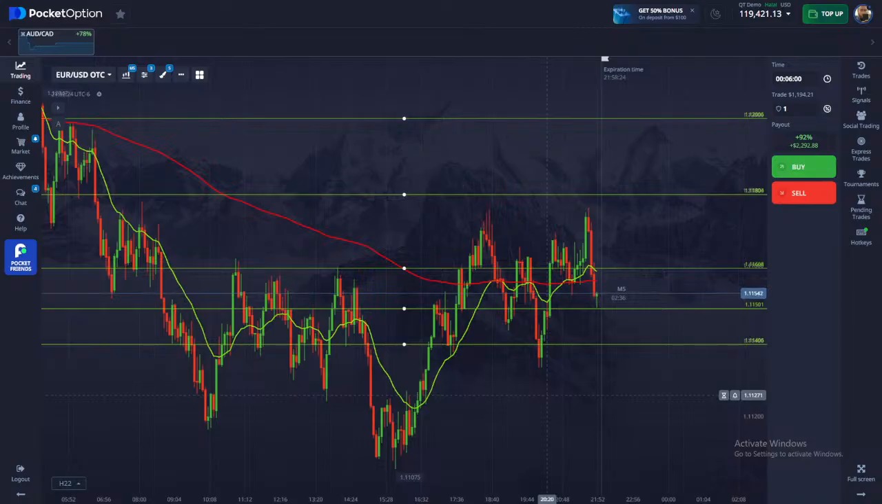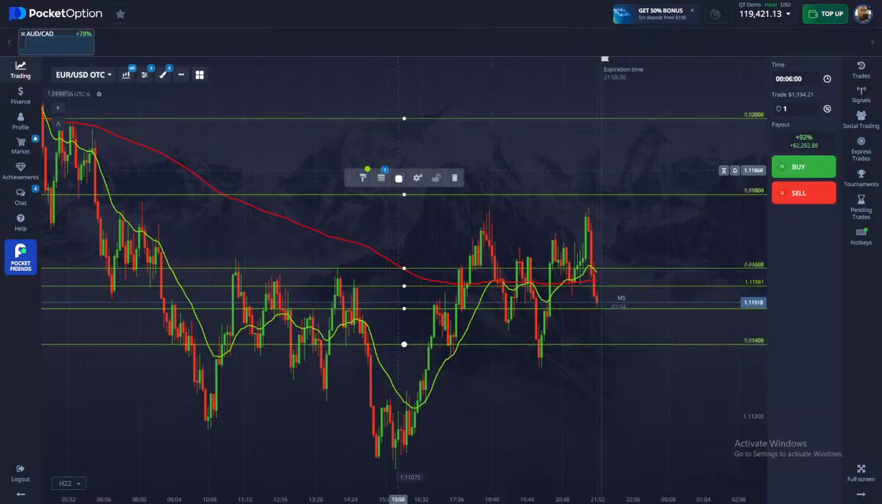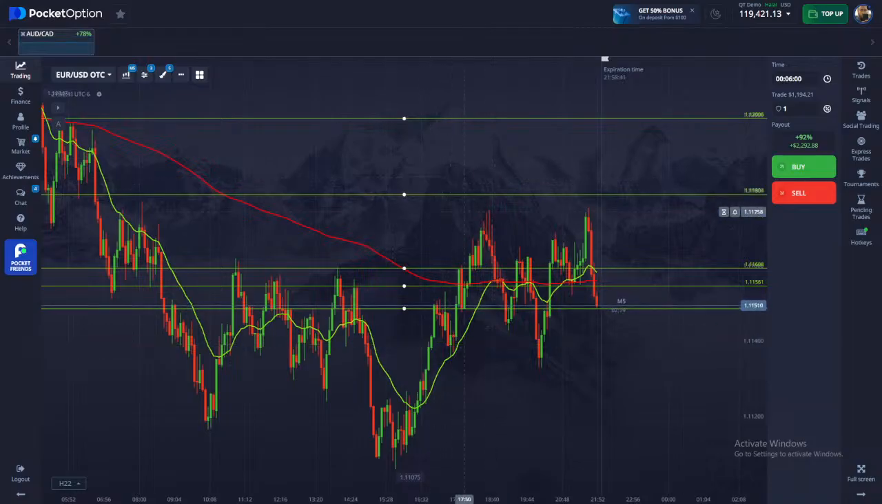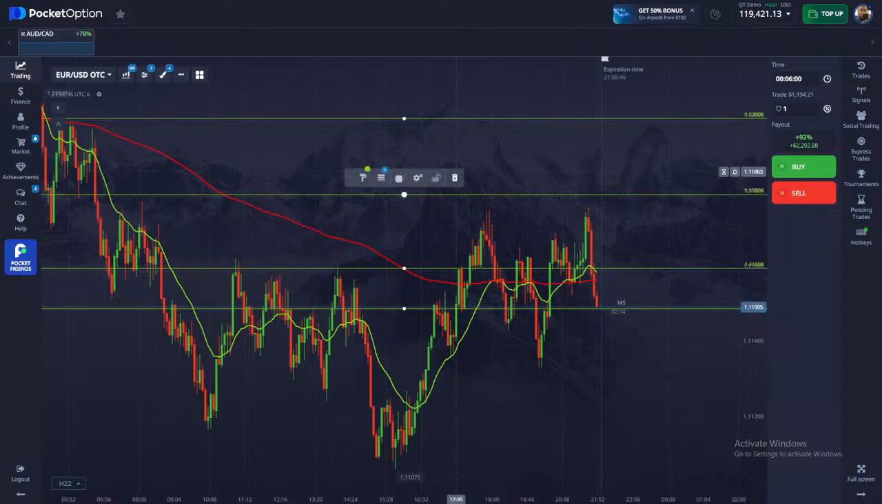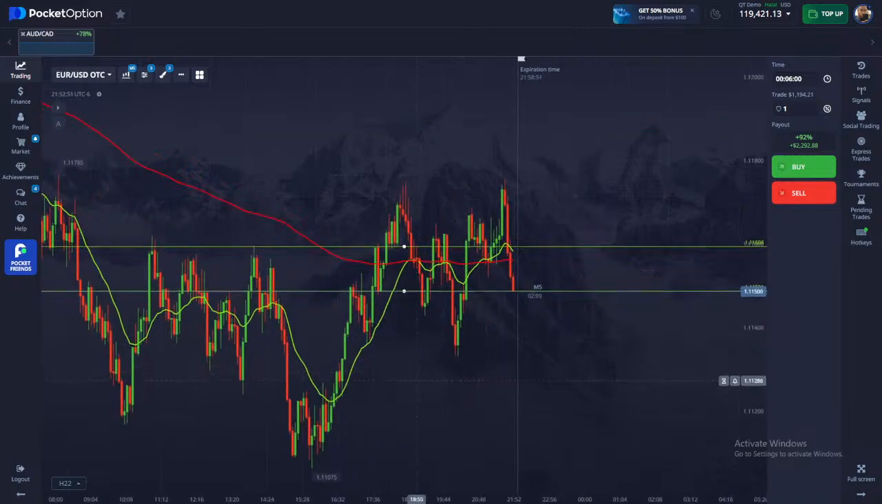Now, of course, you're not going to mark every single round number there is. The only round numbers you're going to be interested in are the ones near the price. So I'm going to erase this one, this one, this one, and this one. So now you have your two principal round numbers or strong zones, points of interest that you're going to take a look at.